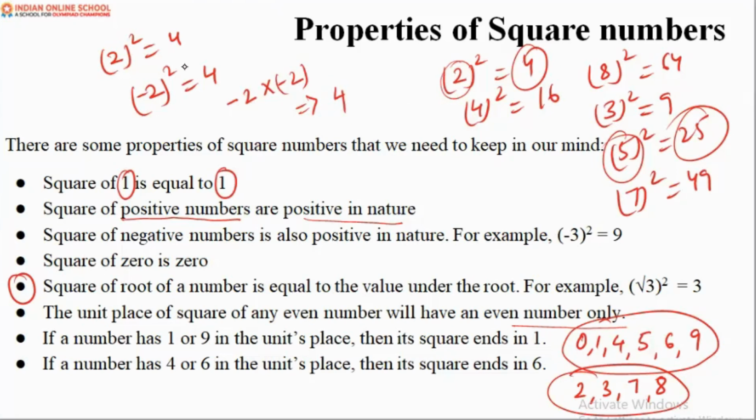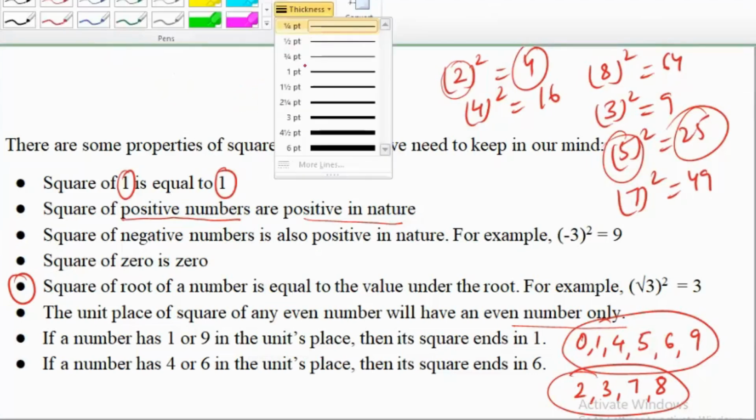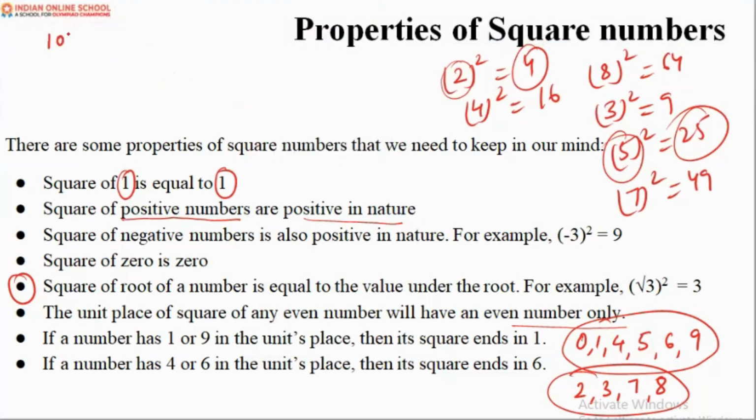Ma'am, firstly we will convert them into numbers, like 3 squared is 9 and 4 squared is 16, and then we will subtract the numbers. Absolutely correct. But this is a very small number, you can count it on fingers. But if I ask how many numbers lie between the square of 101 and 102, how are you going to figure it out?